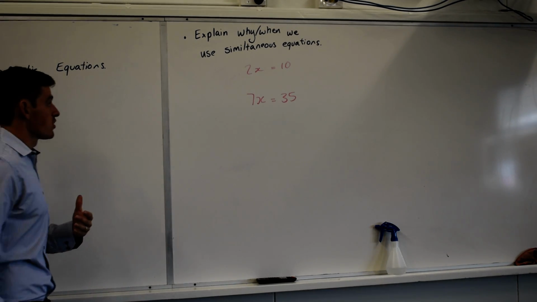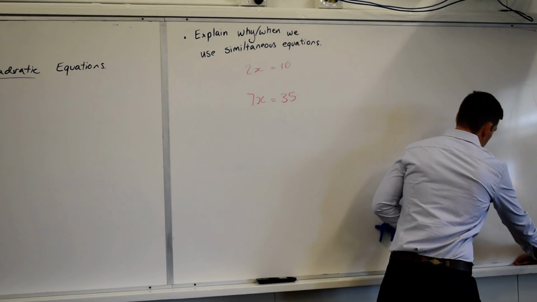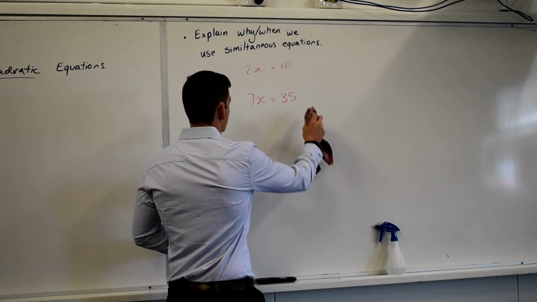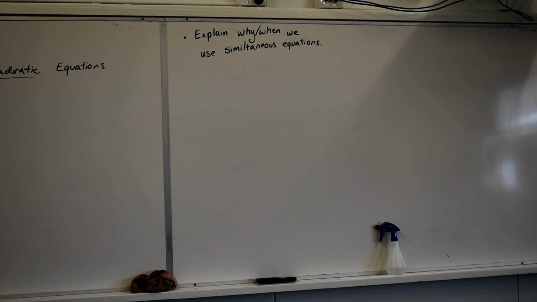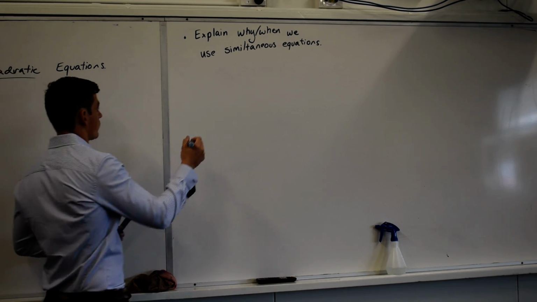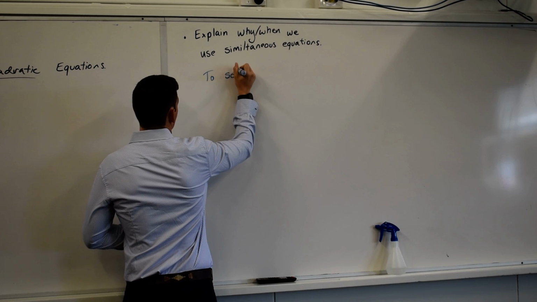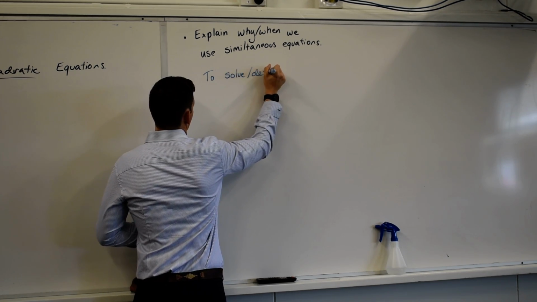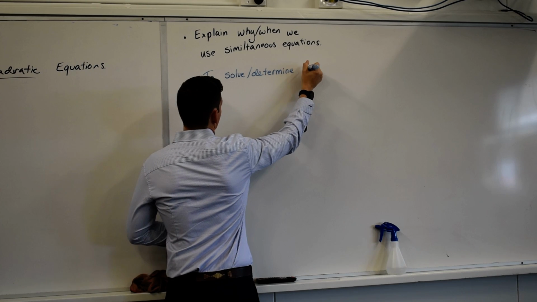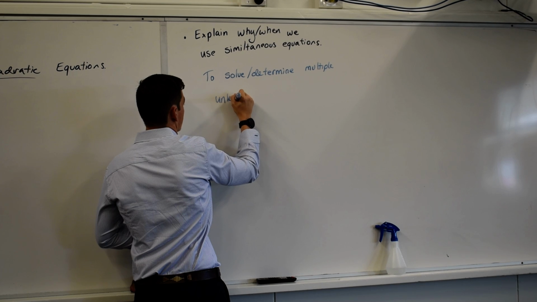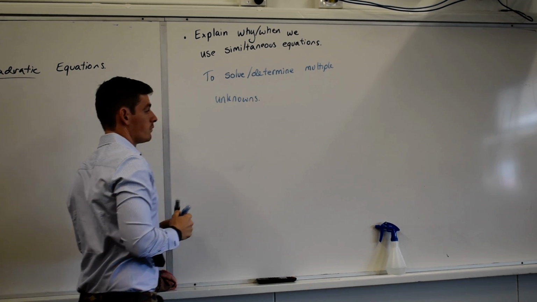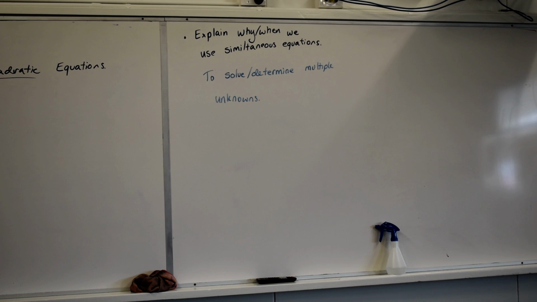That's the heart. The reason we use simultaneous equations is because we have multiple unknowns that we need to solve. I want you to write that down. We use simultaneous equations because we have multiple unknowns or variables. So how can we see how this might relate to each other?